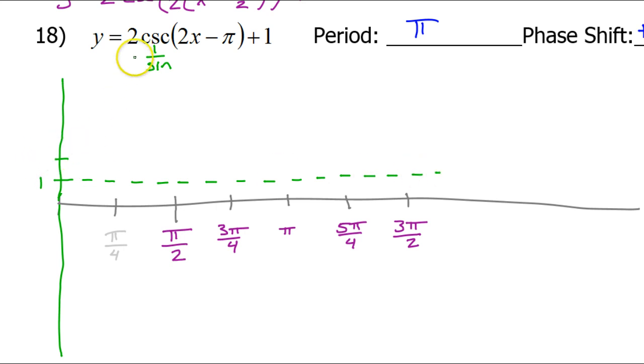Okay, now if I go up 2 from the midline, so this will be 2 and 3. And if I go down 2 from the midline, that will be 0 and -1. And I'm going to put some dotted lines at those amplitudes as well to help me make a more accurate sketch in a moment.